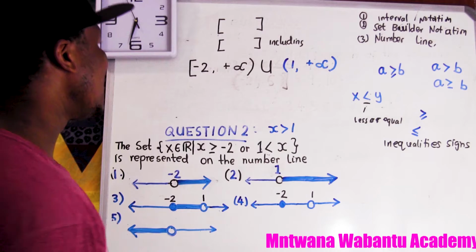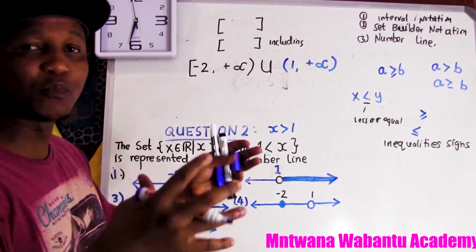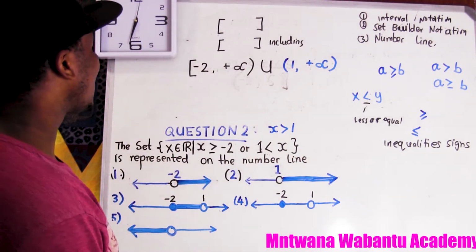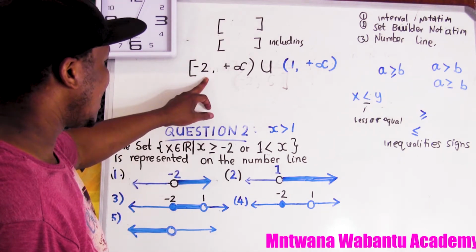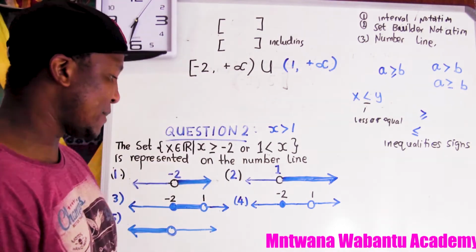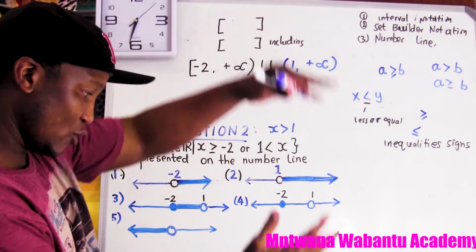Never include infinity. So now we want to unite. When you unite, it means you put them together. So if you put them together, look, it starts from -2. It goes all the way. We don't know where we're going to stop. Now, let me put this on a number line, and then I'll unite them together.